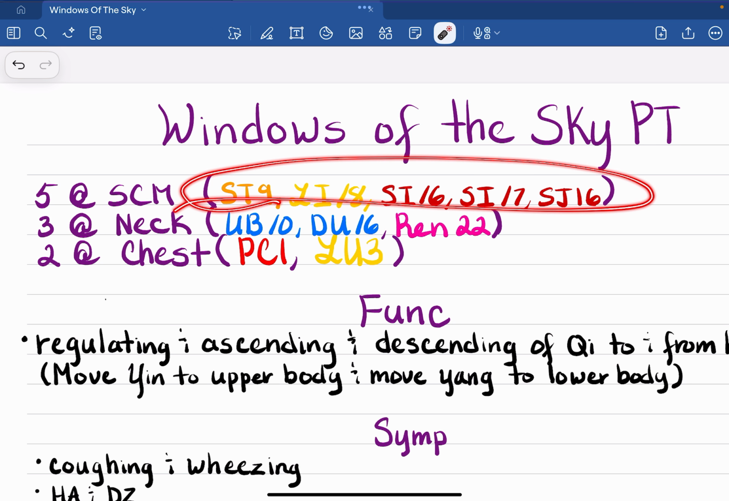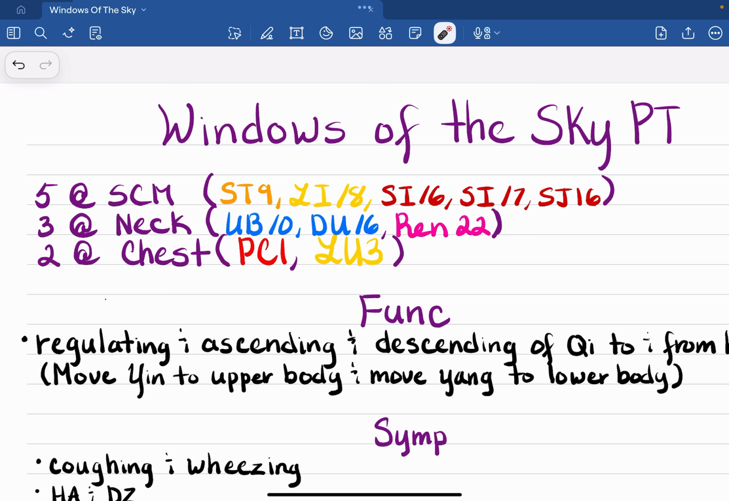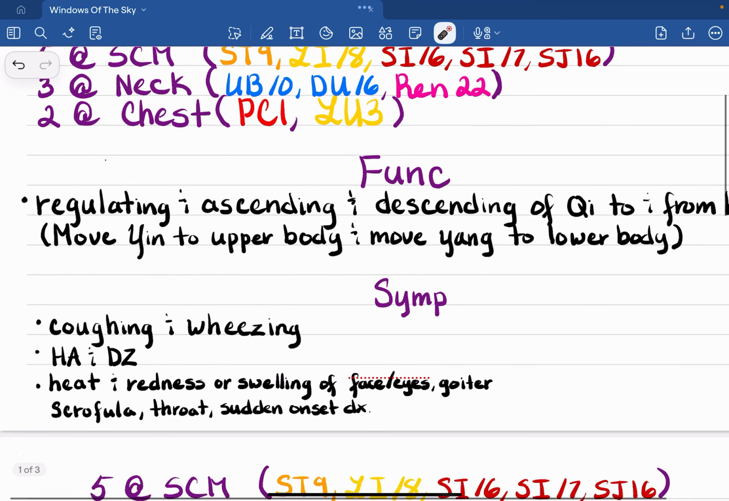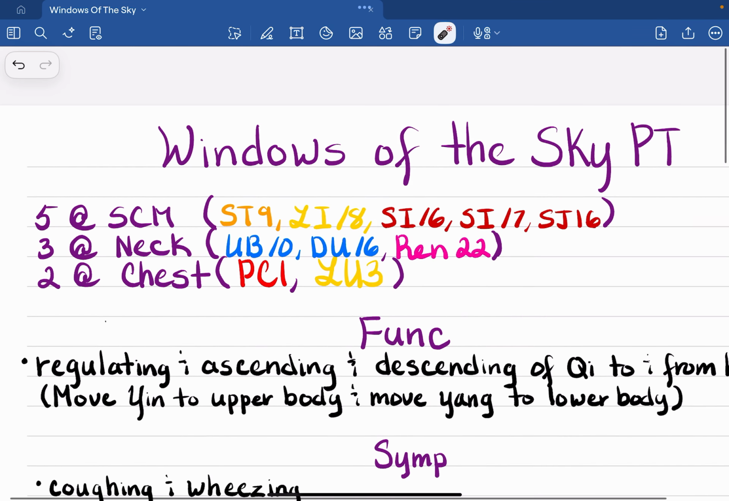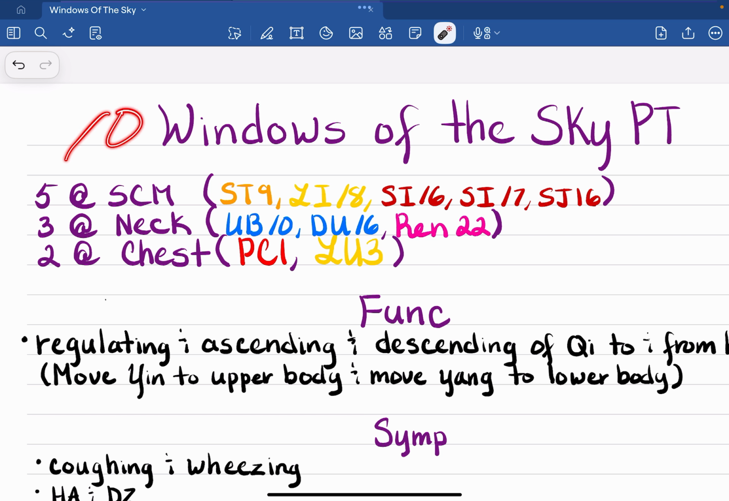These 5, I gave you some sense on how you can remember them because they're a bit difficult to remember. They can be confusing, 16, 17. And the ones in the back of the head, you can remember that there's 2 in the back, 1 in the front, and then the PC1 and lung 3, the 2 of them are going to be in front of the chest. If you recall these, you shouldn't have a problem remembering the 10 Windows of the Sky points.